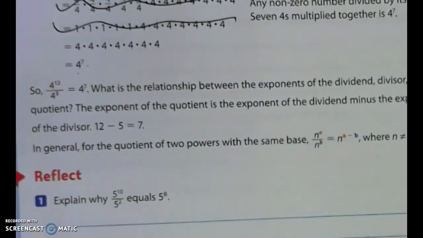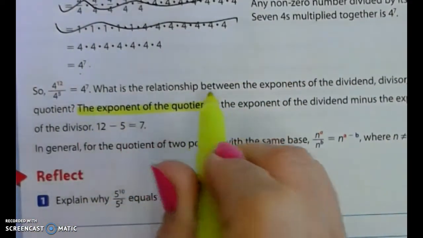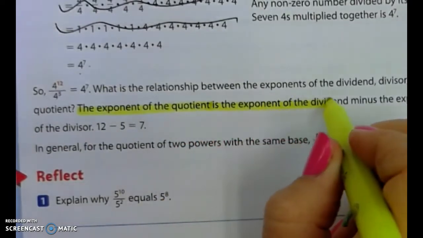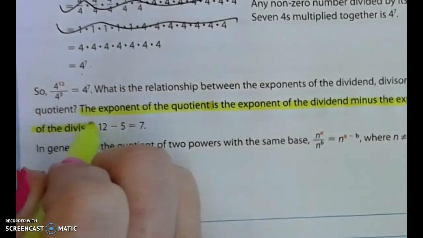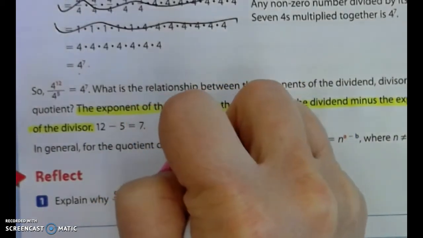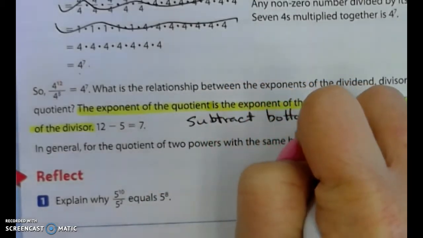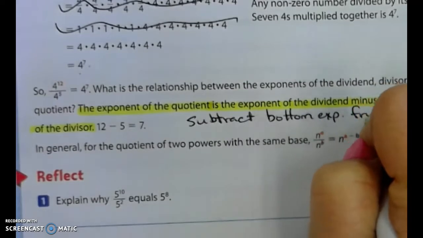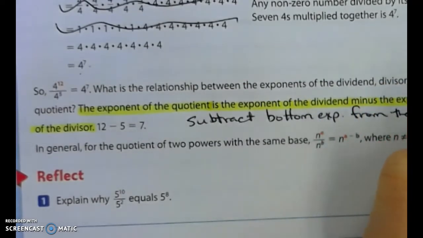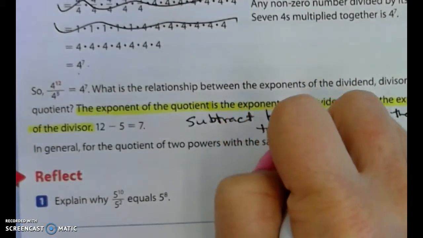What is the relationship between the exponents of the dividend, divisor, and quotient? The exponent of the quotient is the exponent of the dividend minus the exponent of the divisor. Now what that means is you subtract the bottom exponent from the top exponent.